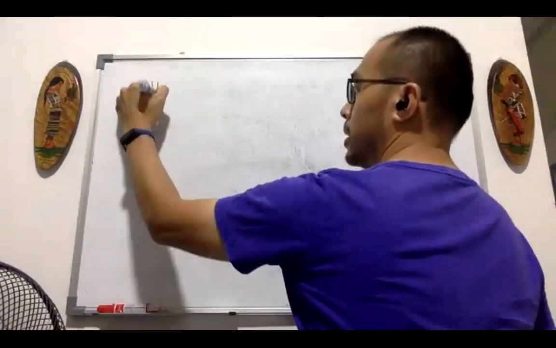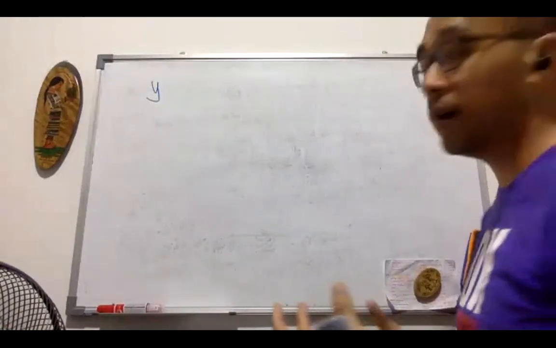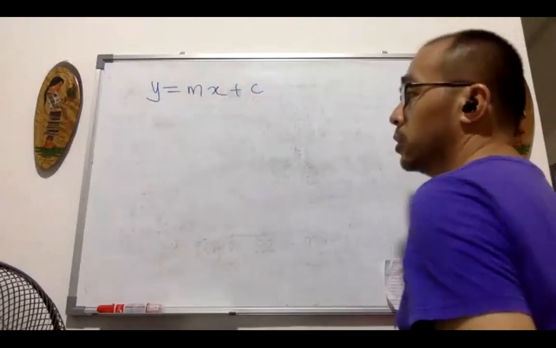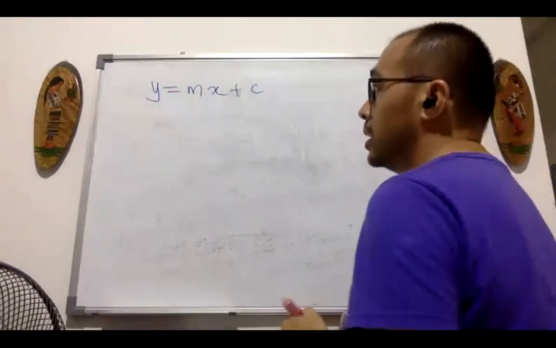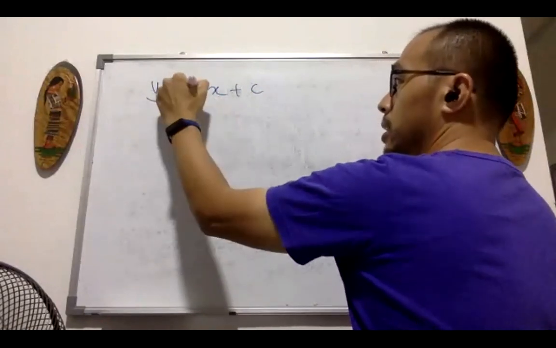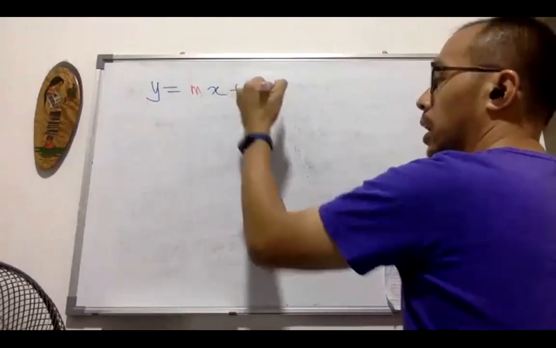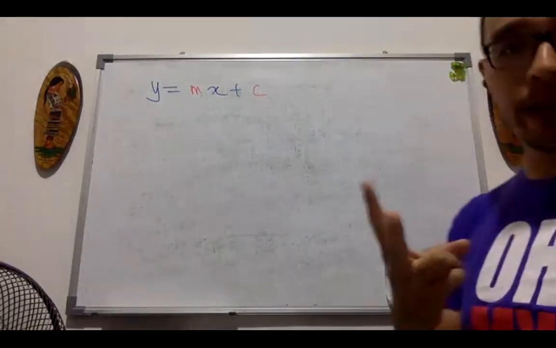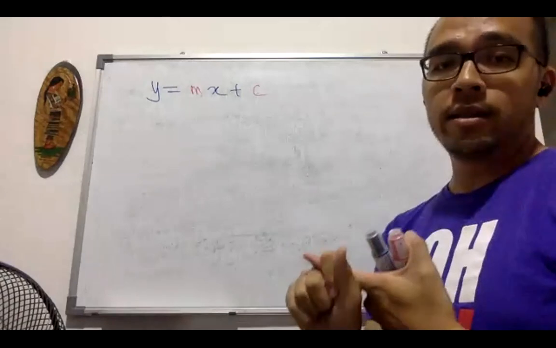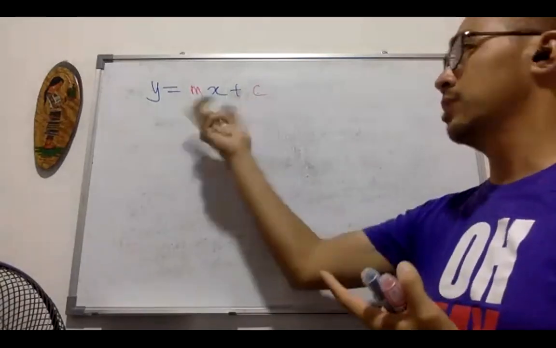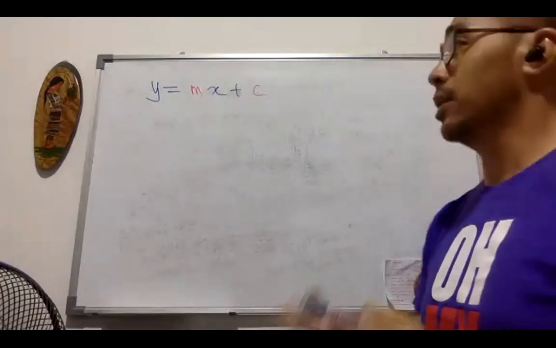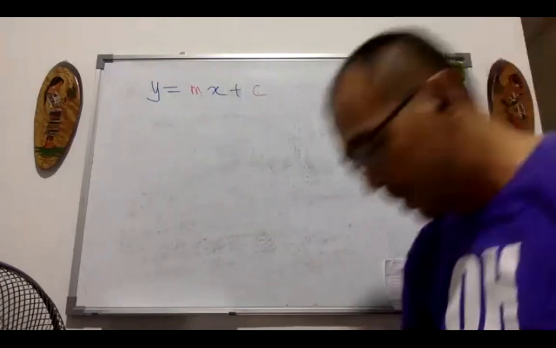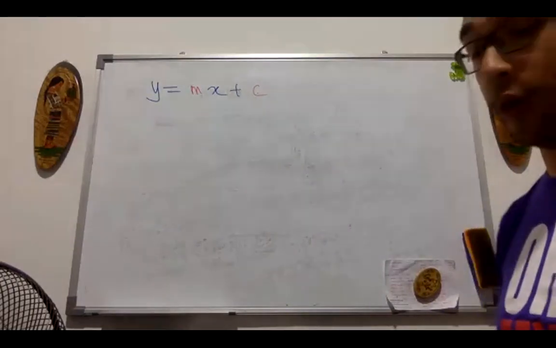So the first thing we need to remember is anything in gradient form is y equals mx plus c, and the only things that we need to replace are the gradient, which is m, and c, which is the y-intercept. Usually there'll be two different kinds of cases. Either they will give the gradient and the c, then you just replace it in, or they will give you the gradient and a point. So in this case, they give you a gradient and a point.